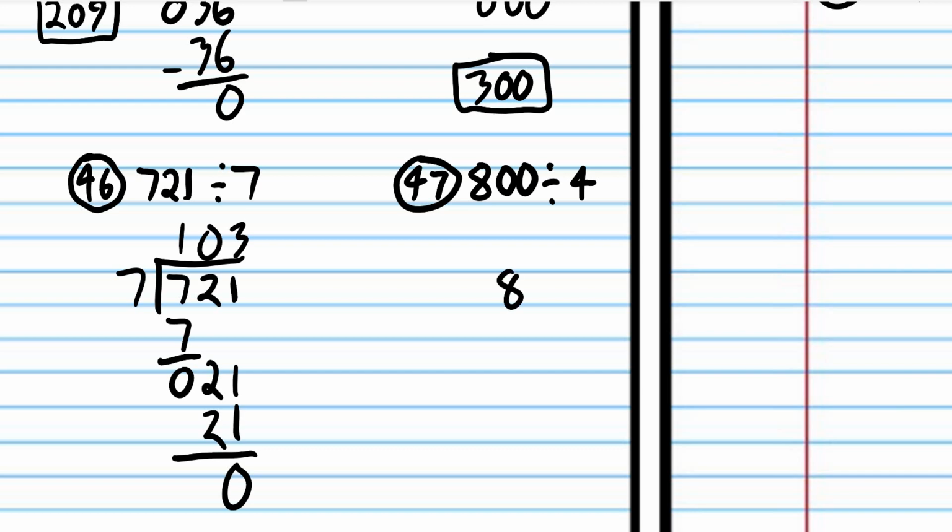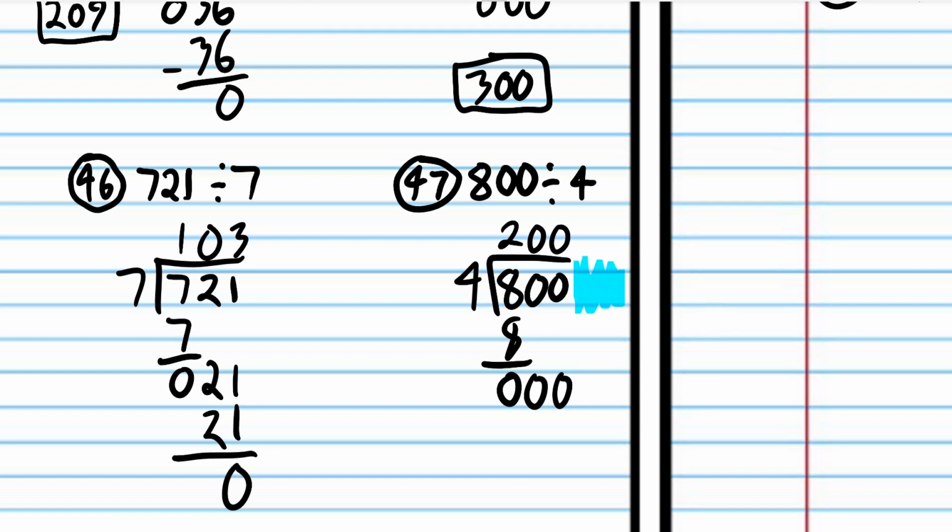All right, 800 divided by 4. 4 goes into 8 2 times. 4 times 2 is 8. 8 minus 8 is 0. Bring down 0. 4 still doesn't go into 0, so you put a 0. It didn't go into 0, so you have to bring down another number. And after you bring down the last number, 4 still doesn't go in, so you have to put another 0. And at that point, you're done, because there's no more numbers here, right?